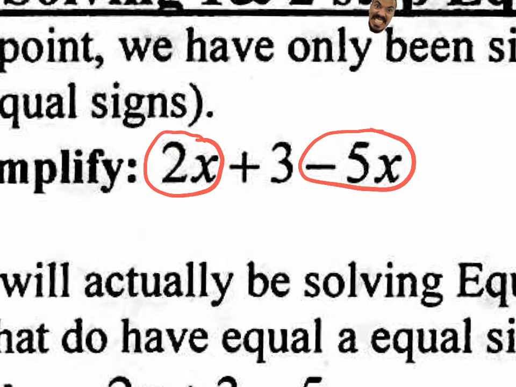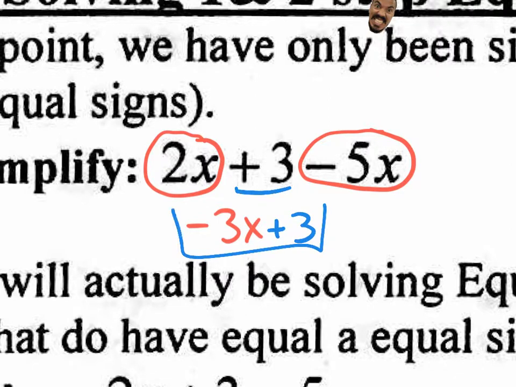And when I combine those, what do I get? If you have 2 and you owe 5. Negative 3, and we're talking about those same exact x's, right? It's like having $2, owing $5, you owe 3 of those dollars. You can't pay them off, you still owe 3. And then the plus 3 that's left over, you simply bring it down. And that's what we call simplifying.